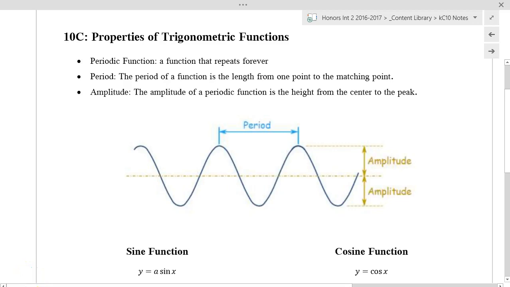Guys, today we're going to look at target 10C, which is properties of trig functions. Before, we've seen a little bit of sine and cosine and the different angles. Now we'll actually graph an equation such as y equals sine of x. One thing we'll notice about these trig functions is that they're periodic functions. It's a function that repeats forever.